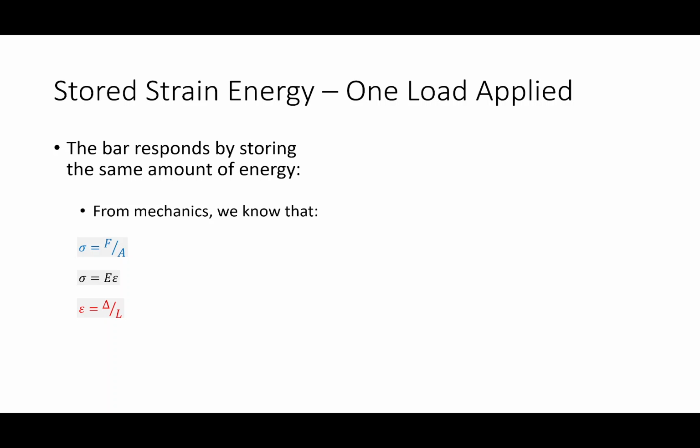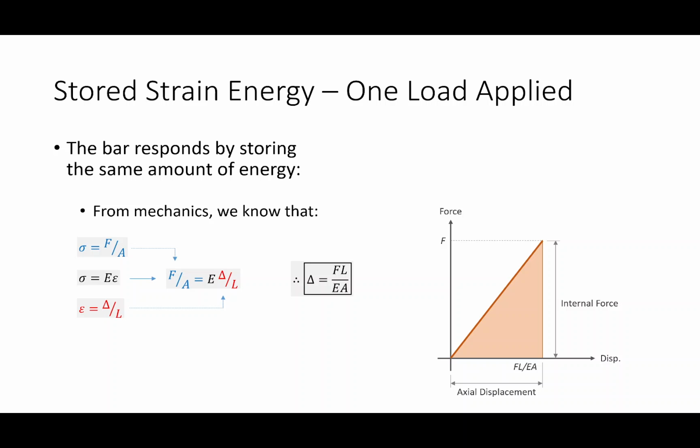Y'all remember that? So, if I plug into this equation right here, instead of sigma, let's put F over A. Instead of strain, put delta over L, and solve and get that. Y'all remember that from mechanics? That should be a pretty familiar problem. And so I can write the stored energy kind of like this. As we store some internal energy, we respond by deforming FL over EA. So I can calculate the stored energy as F squared L over 2EA, because it's just 1/2 base times height.